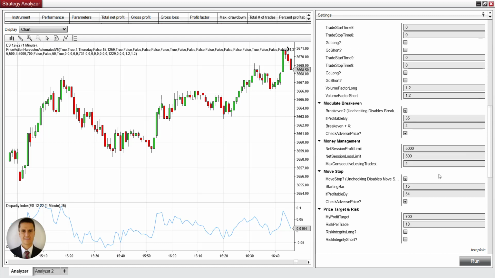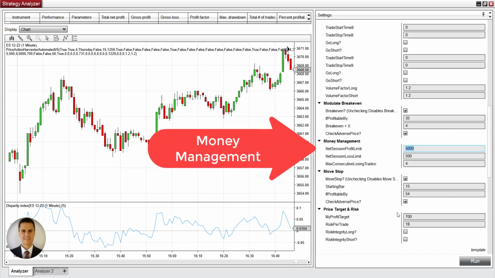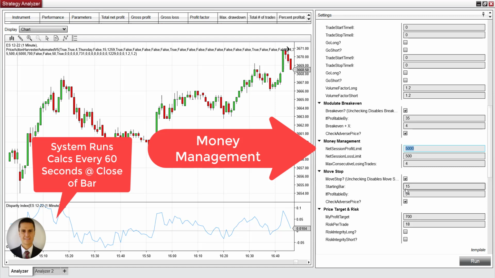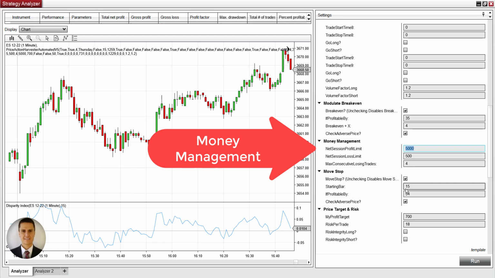So money management: I have $5,000 as my net session profit limit. I have $500 as my net session loss limit. So when the trades are flat, at the close of a bar, the system calculates everything every 60 seconds. At the close of each bar, everything is calculated for you. It's checking to see if you're up $5,000 or more. If you are, then it's going to stop looking for further trades. Conversely, if you're down $500 because of this parameter, net session loss limit, then it's going to stop looking for further trades. And finally, if you have 4 consecutive losing trades, it's going to stop looking for further trades.